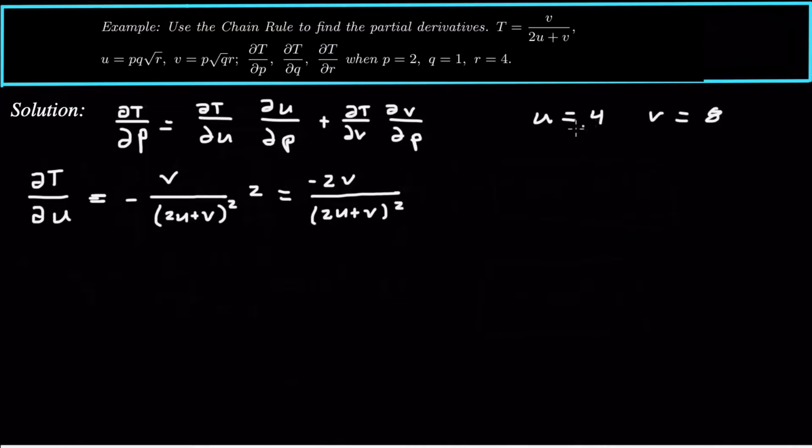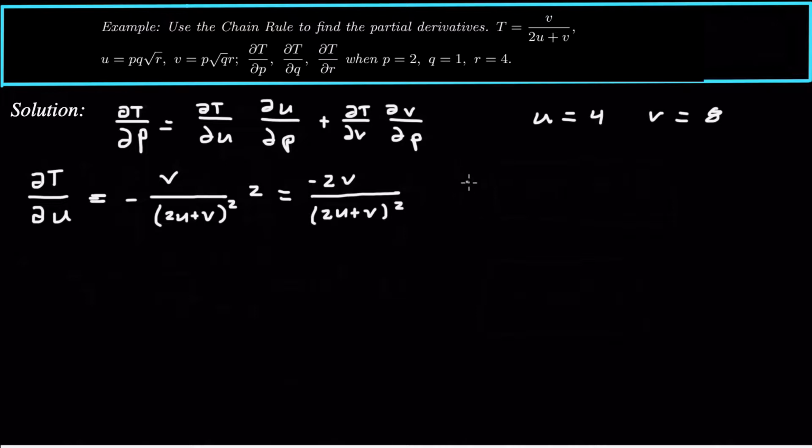So we can just plug in u equals 4 and v equals 8, and that's the same as plugging in p equals 2, q equals 1, r equals 4 to this, if we were to actually plug in u equals pq square root of r and v equals p square root of q times r for v. So we don't explicitly go all the way down to p, q, and r for this evaluation, because we've already evaluated u and v at these p, q, and r values.